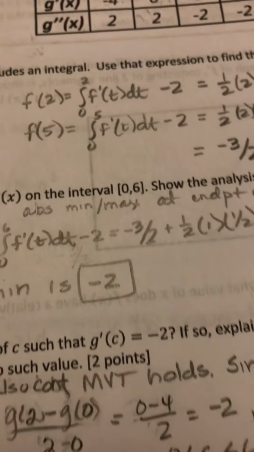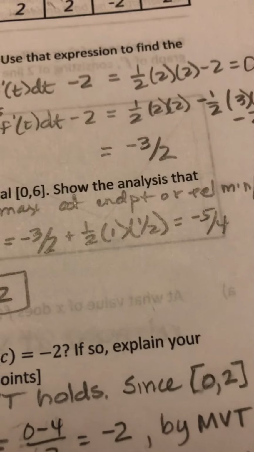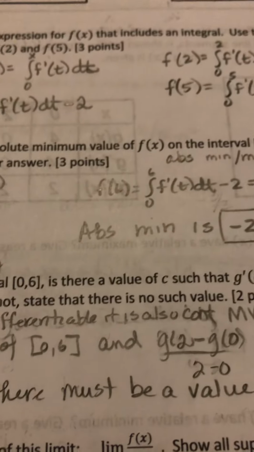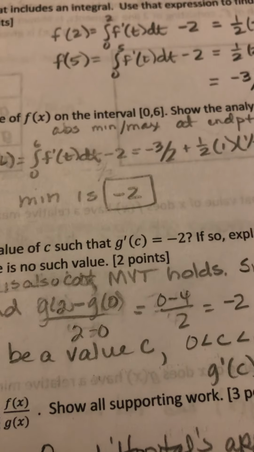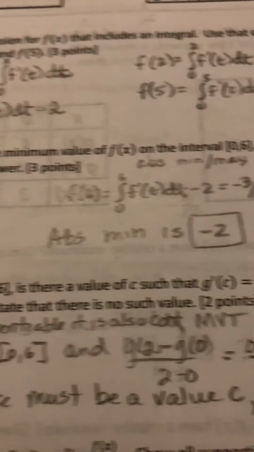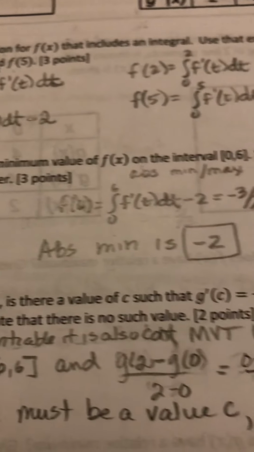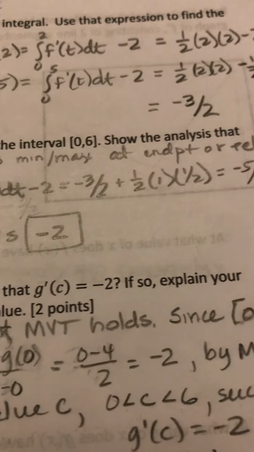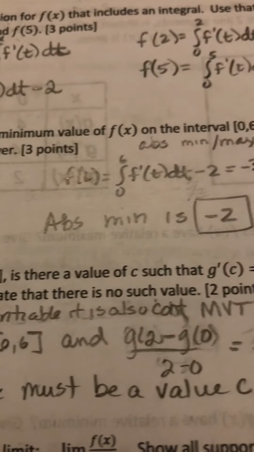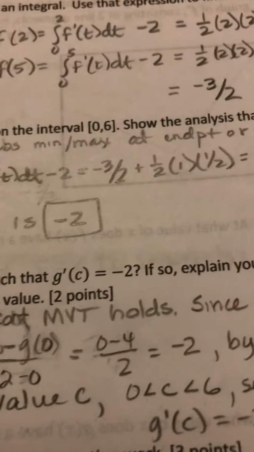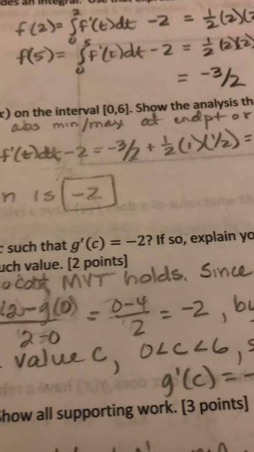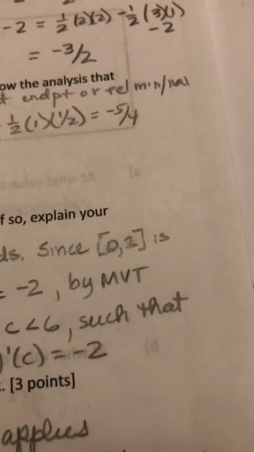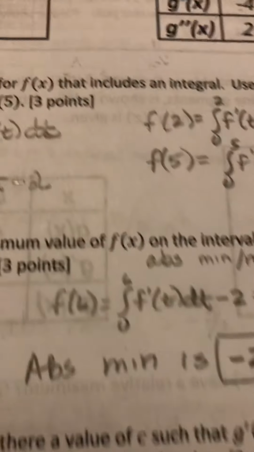Well, we could do from 0 to 2, we could do from 4 to 6. Either way, when we sub in, we're going to get -2 when we use our mean value theorem. So we have to say, since g of x is differentiable, it's also continuous, so the mean value theorem holds. Since 0, 2 is part of 0, 6, and g of 2 minus g of 0, we get -2 by mean value theorem. There must be a value c on the interval 0 to 6 such that g prime of c equals -2.